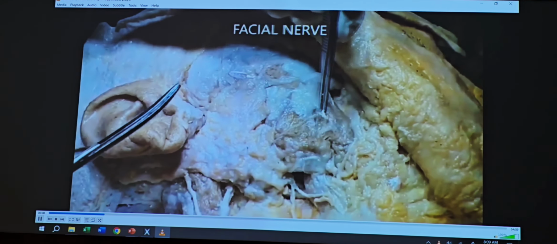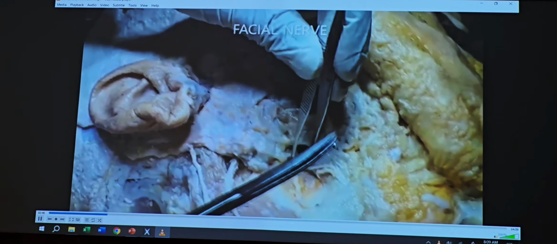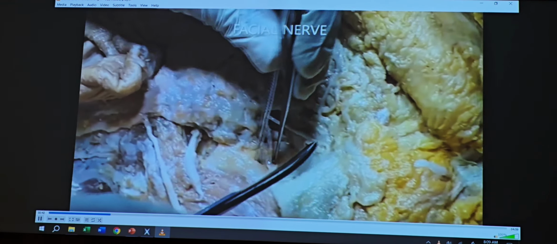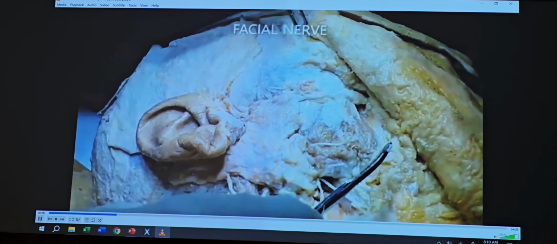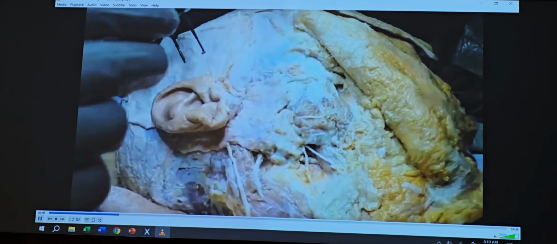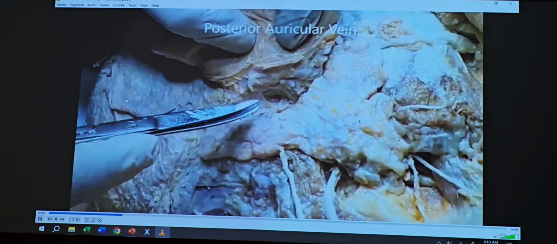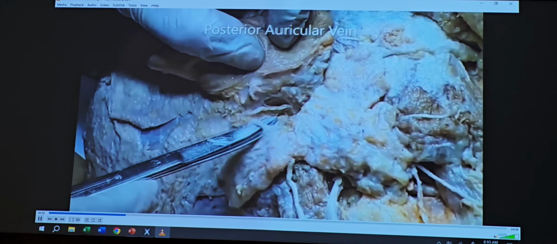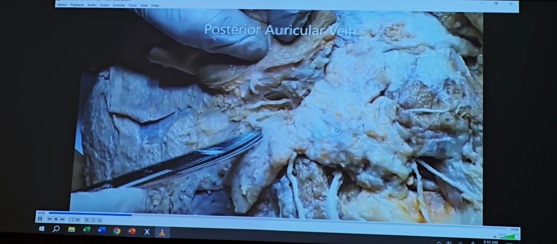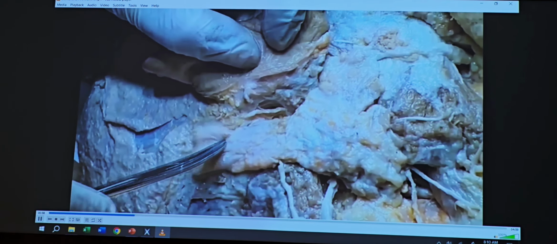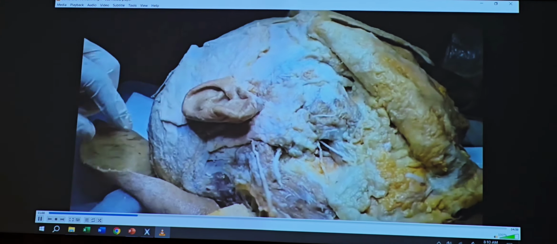And here you see the temporal branch of the facial nerve, and these are the buccal branches, these are the cervical branches, and you will get a marginal mandibular branch at the angle of the mandible. And posteriorly, you will see this vein. This is the posterior auricular vein, which connects to the retromandibular vein and forms the external jugular vein.